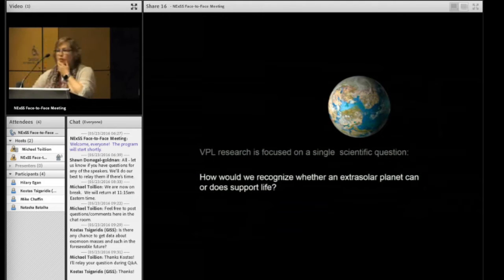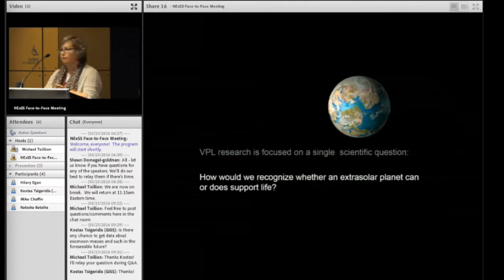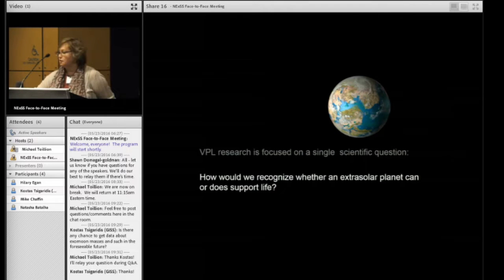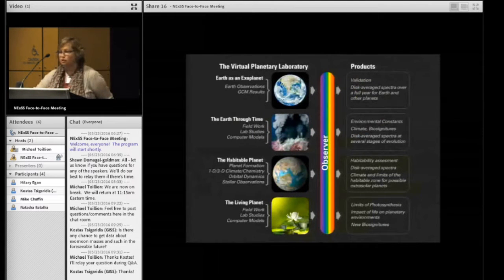Okay, so the VPL research is focused on a single scientific question, which is how would we recognize whether an extrasolar planet can or does support life? Embedded in that question, recognize speaks to measurements and detectability, can support life is habitability, and does support life is whether or not we're seeing biosignatures or global modification of the planetary environment. So the VPL is divided into 5 major tasks.